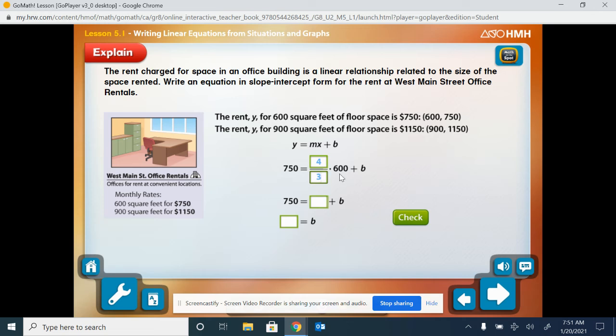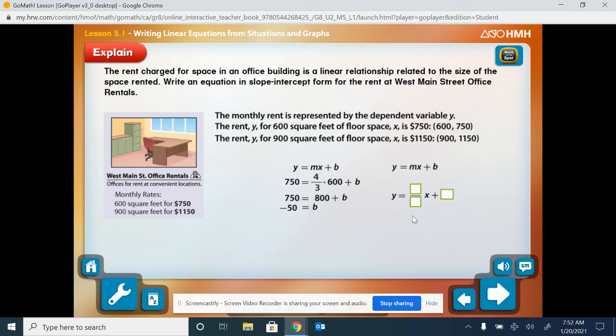Then 4/3 times 600, this is the way I do it, okay? 600 divided by 3, 6 divided by 3 is 2. That's 200 times 4. 2 times 4 is 8, so it's going to be 800. And then I have to subtract 800 from both sides to get the b alone. So 750 minus 800 is negative 50, okay? So that's the y-intercept. Great job.